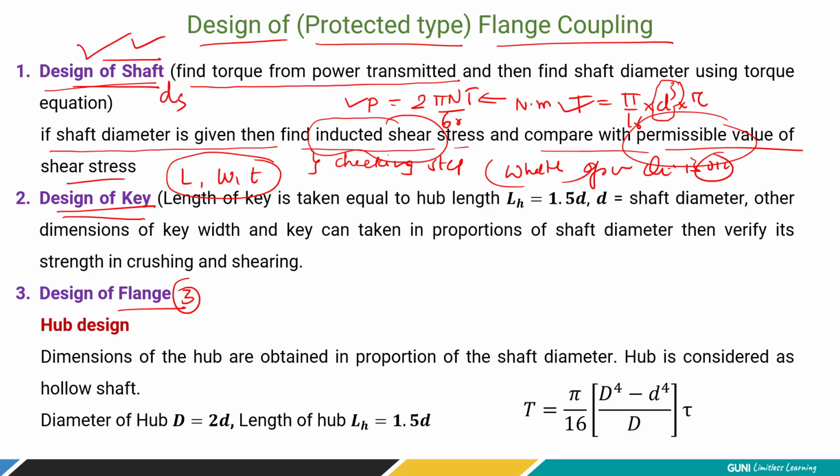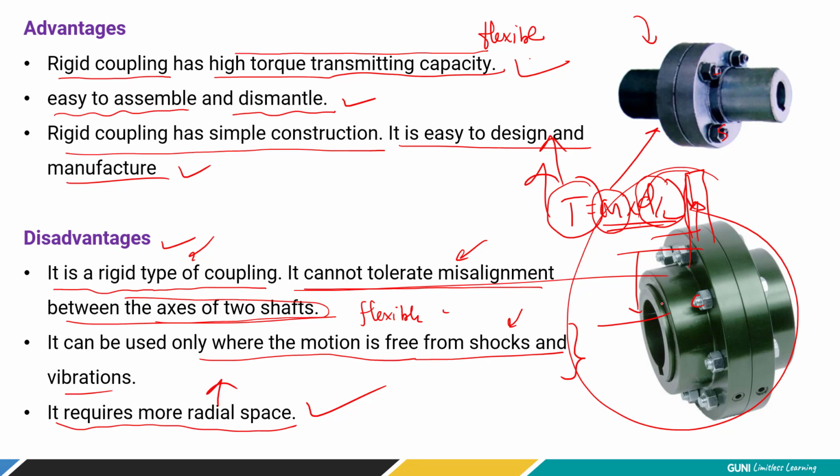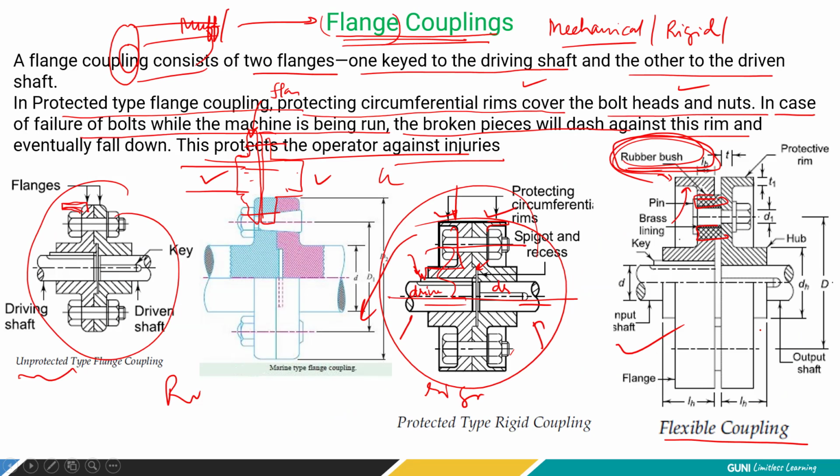Now again, in case of design of key, the length of this key is taken equal to the hub length, right? Let's try to see. Here we are going to insert the key. So the length of the key is taken as, let me show you in this figure, so you can easily understand. Here this is the key. This is also a key. So the length of the key is taken equal to the length of hub.